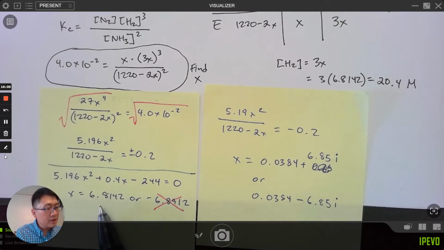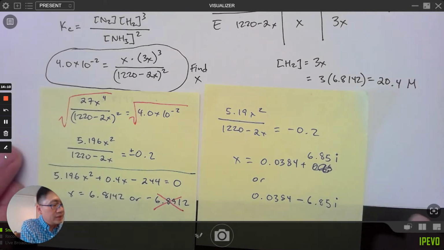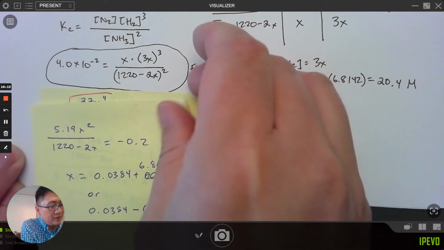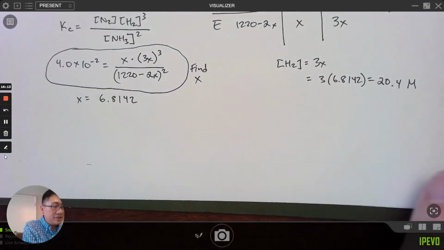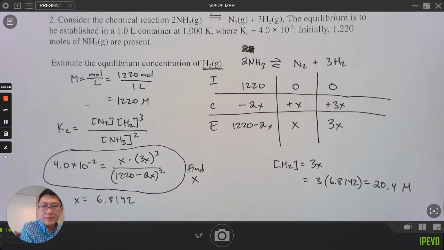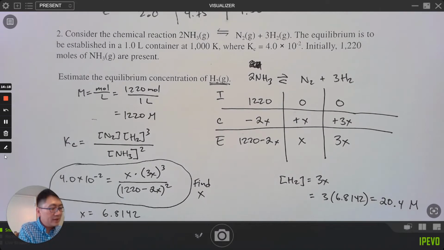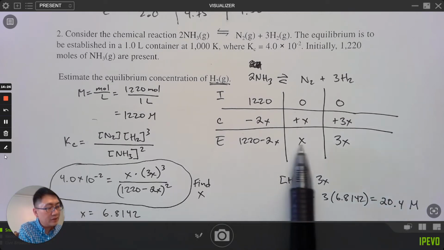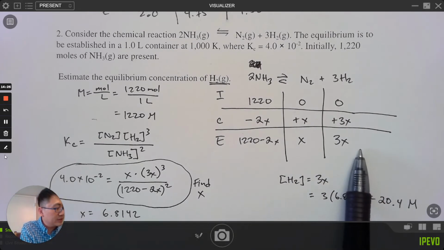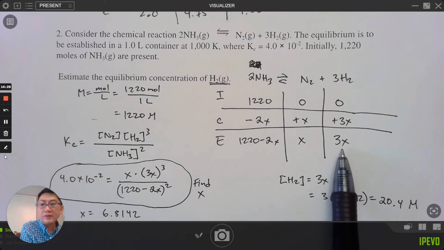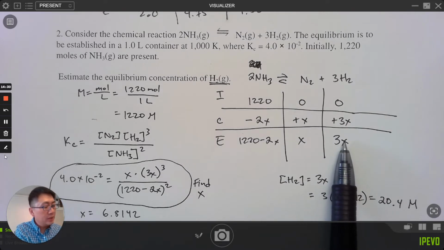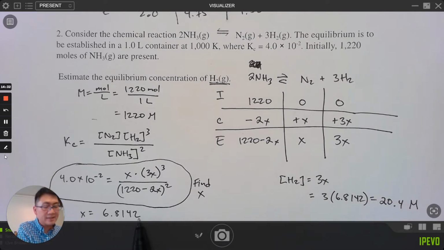The answer is the positive 6.8142. So either way, do whatever math you got to do to find x. Found it. Once I find x, I can figure out the hydrogen or nitrogen. This question is about hydrogen. I can find the hydrogen concentration, which is 3 times that x.